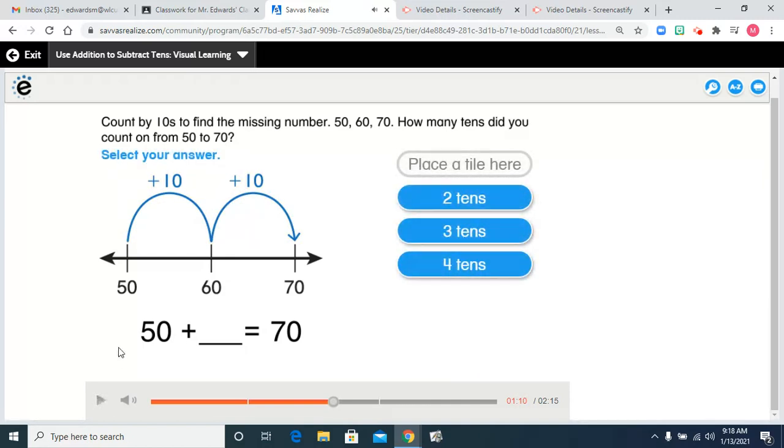Select your answer. Okay, so they took two hops, and each of them is worth 10, so let's count by tens and see how big a hop they took. 10, 20. So who knows what 20 is worth? 2 tens, 3 tens, or 4 tens? Well, we know that 4 tens is 10, 20, 30, 40. We know that 3 tens is 10, 20, 30. So 2 tens, 10, 20, would equal 20.